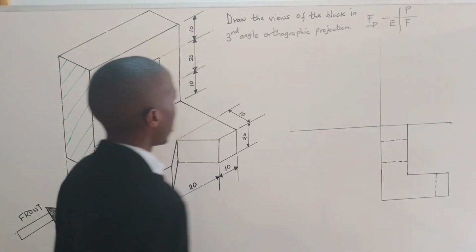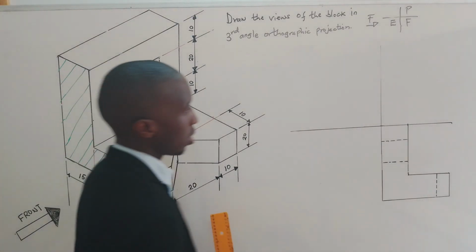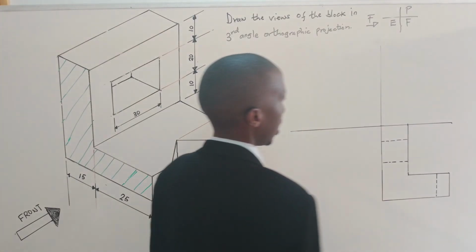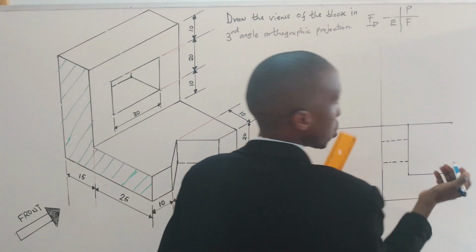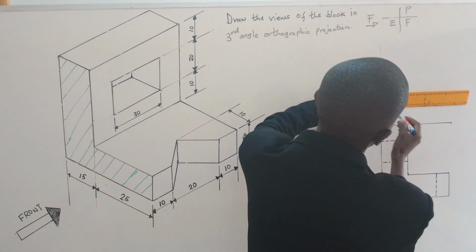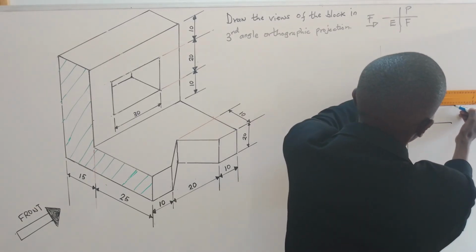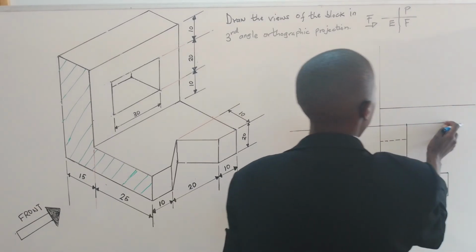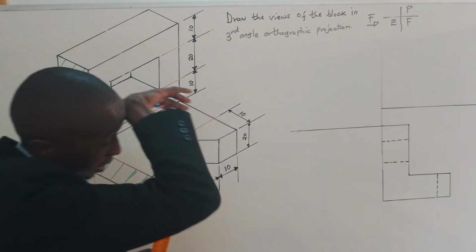That simply means that the front elevation is now done. So that is my solution for the front elevation. Now maybe I will now do the separation. So you can mark 20 here and then do a horizontal line so that it can separate the front elevation from the plan. So now we move on to the plan.